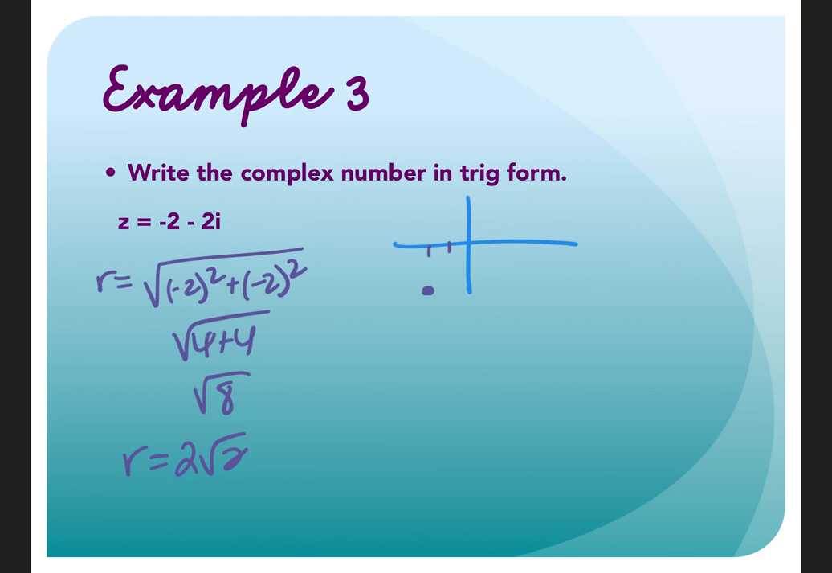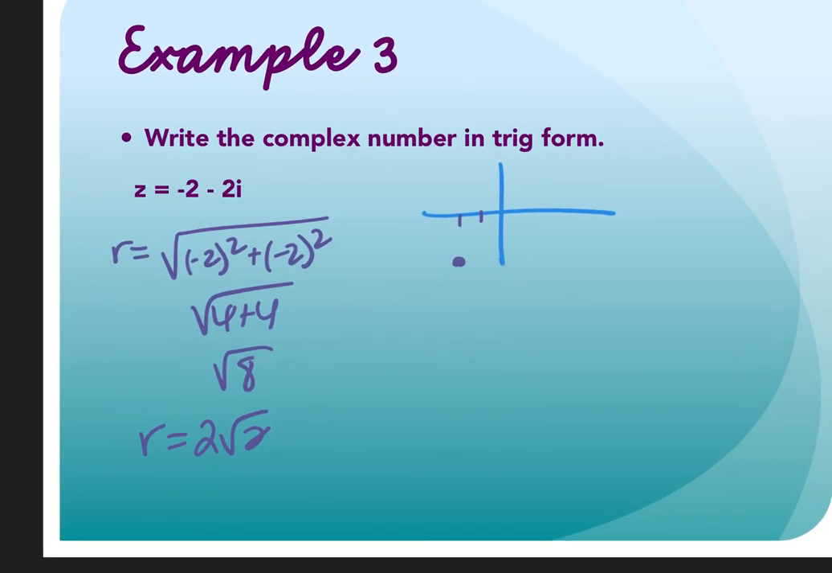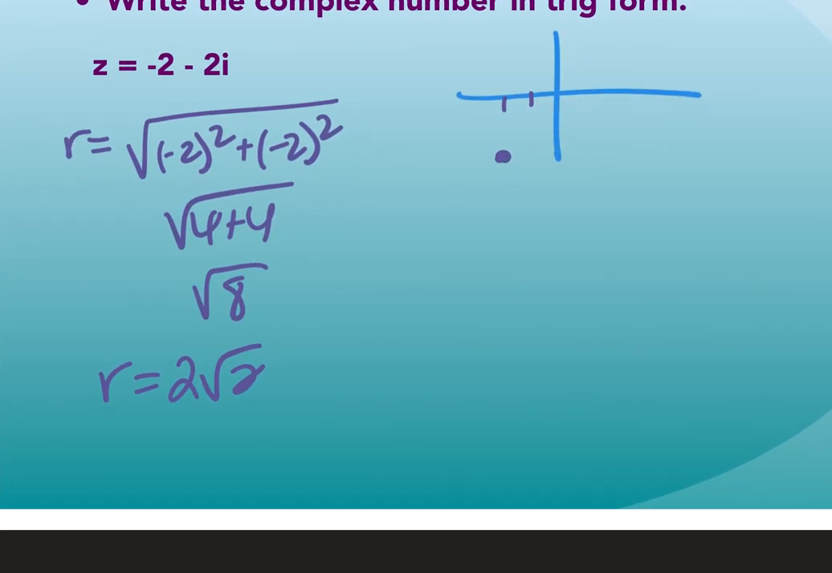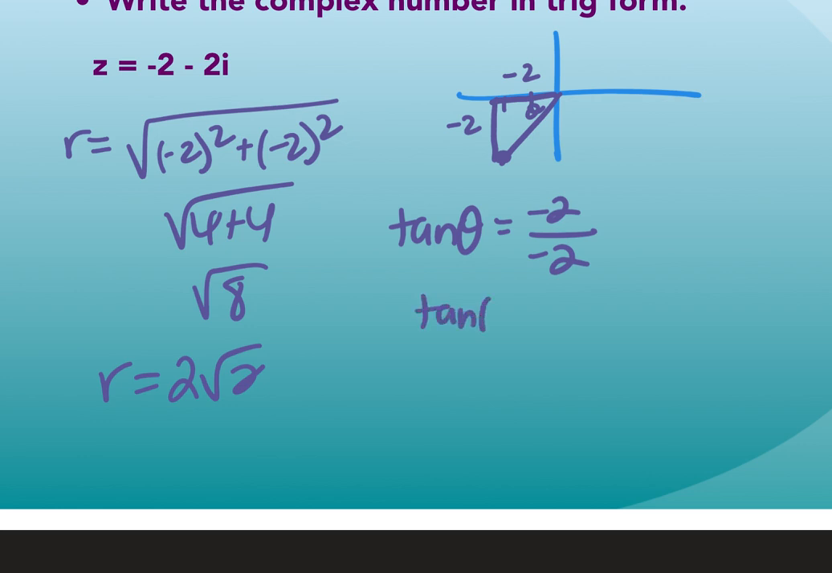Then I'm trying to find the angle that this forms with my x-axis. So what I can do, and this is why it's tangent, I don't need you to draw it every time, but I can close that in, right? And this is negative 2, and this is negative 2, and this is what I'm trying to find. So that's opposite and adjacent. The tan of that angle is equal to the side opposite it, which is the b, over the side adjacent to it, which is the a. And so I get tan of theta equals 1.